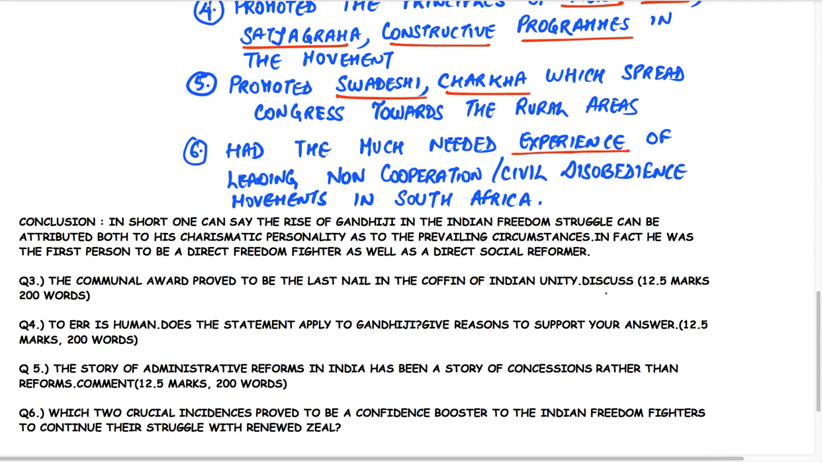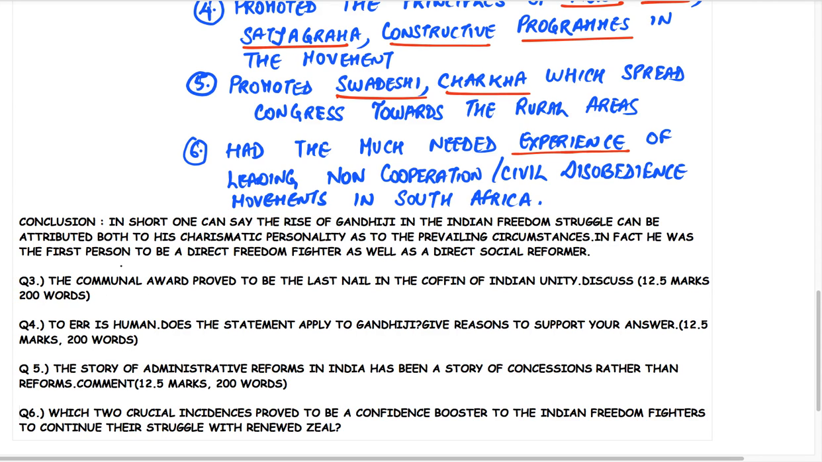So even this question is a very crucial probable question. And have a look, there are various crucial phrases in the question: proved, last nail, coffin of Indian unity. So one has to explain which was the first nail in the coffin of Indian unity. That means one has to explain right from the divide and rule policy of the British. One has to explain the 1909 Morley-Minto reforms. One has to explain the Montagu-Chelmsford reforms of 1919. And lastly, one has to explain the communal award in detail.